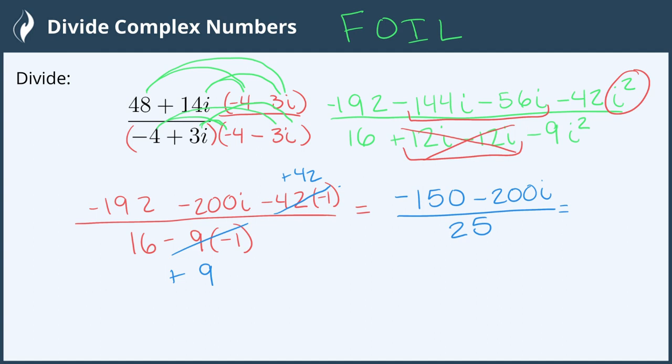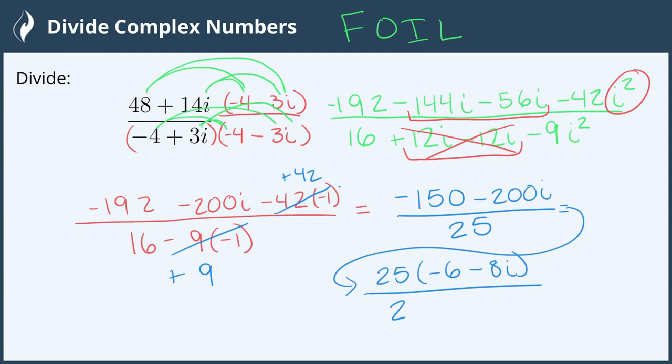So if I factor out 25, and I ran out of room here, so we'll come down here. If we factor out 25, we're left with -6, and negative 200 divided by 25 is -8, and don't forget the I. And this is over our reduced denominator of 25. 25 can cancel out with 25 if it's being multiplied here, which it is, leaving us with just -6 minus 8i. And we have now divided our complex number and simplified it, and we're all done.